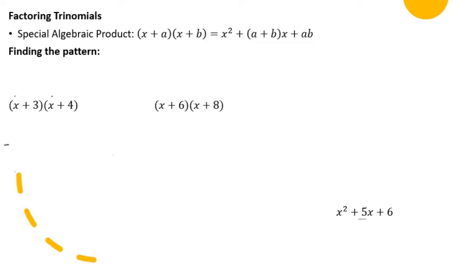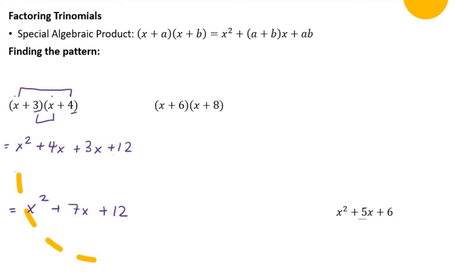First is x times x, it's x squared. Outside, x times 4 is 4x. Inside, 3 times x is 3x. And finally, last, 4 times 3 is 12. So here we have, collecting some like terms, I don't need a bracket there. Let me remove that. I have x squared plus 7x plus 12.